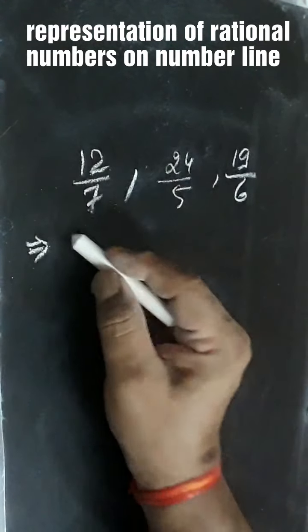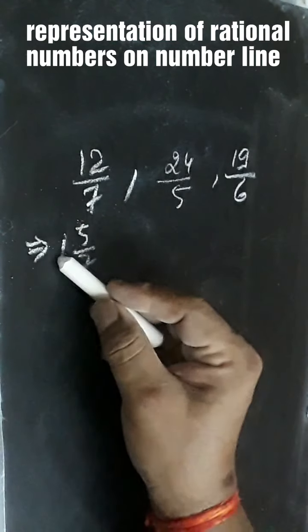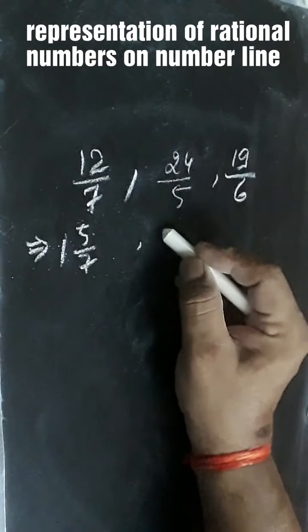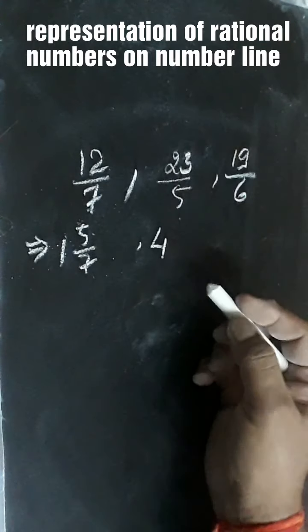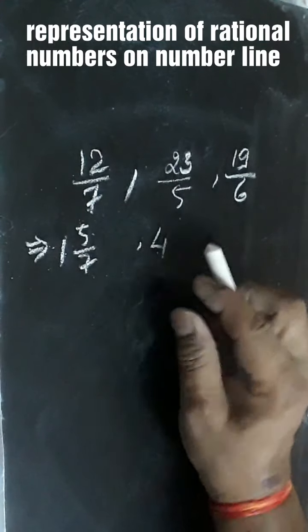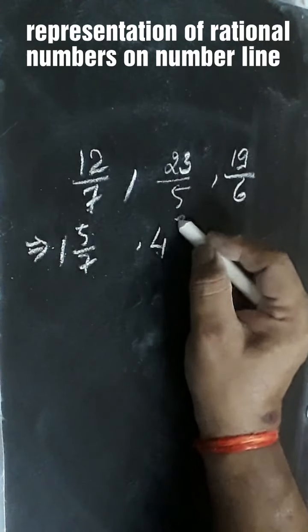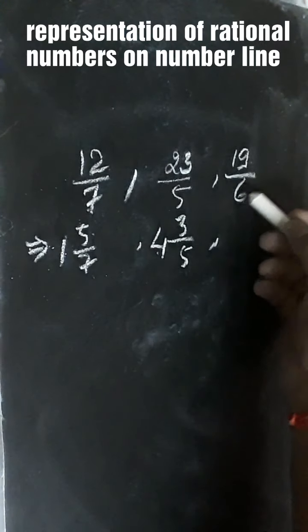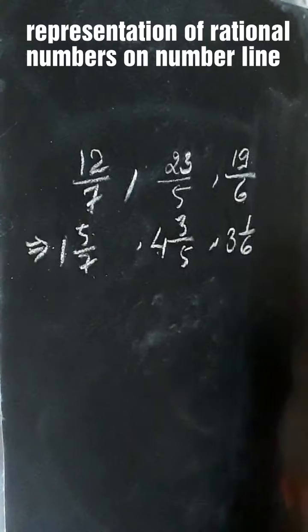When we divide 12 by 7, we get 1 time 7 is 7, and 5 by 7 remains: 7 ones are 7, plus 5 is 12. For 23 by 5, 5 fours are 20, so we write 4 and 3 by 5. For 19 by 6, 6 threes are 18, so 3 and 1 by 6.